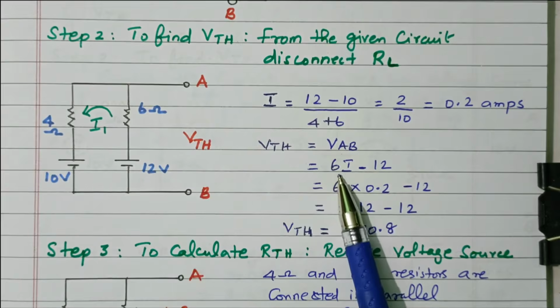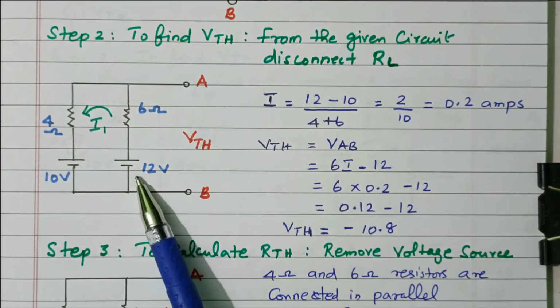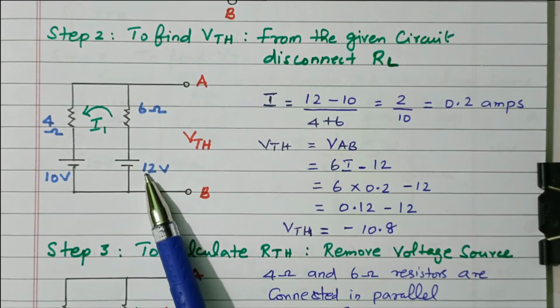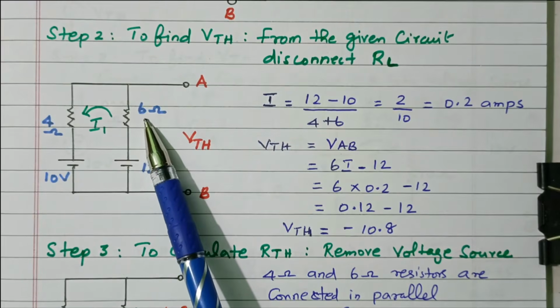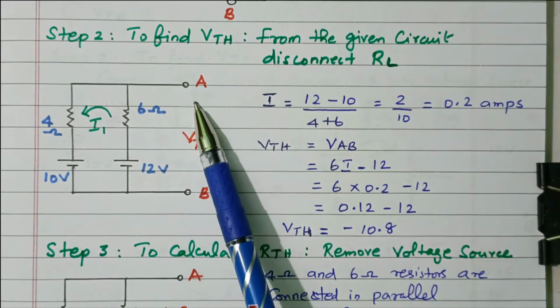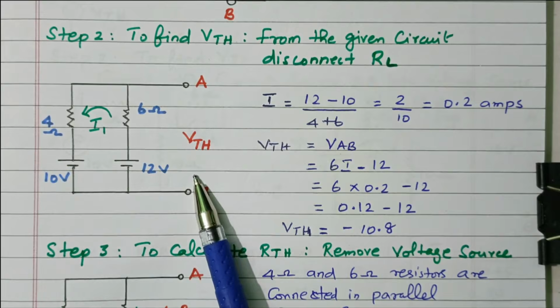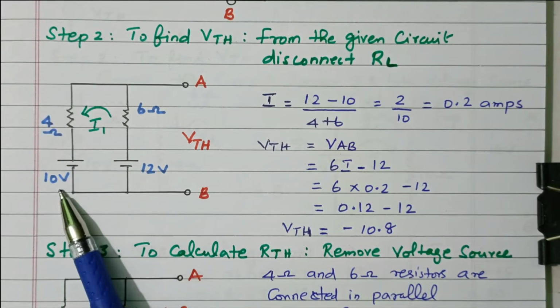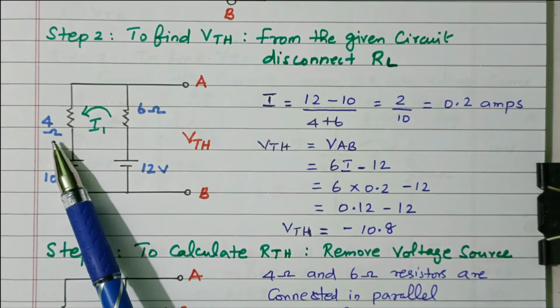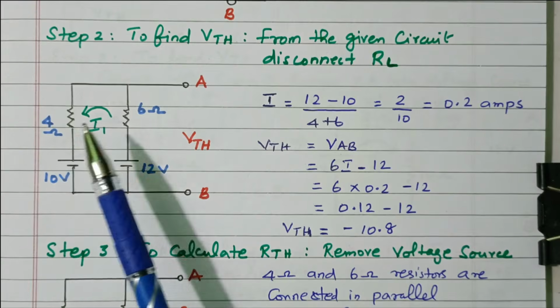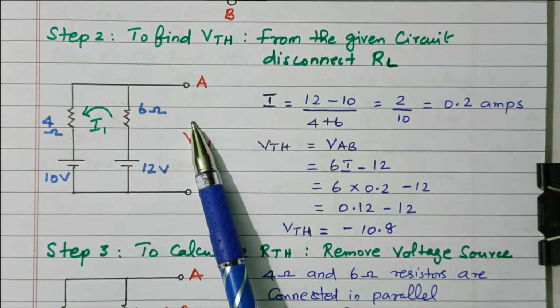So 6 into I minus 12. So this voltage is available, 12 voltage is available. Some of the voltage will be dropped across 6 ohm. The balance will be available across V Thevenin. Similarly, if you take this arm, 10 voltage is available. Some of the voltage drops across 4 ohm. Remaining will be available at the terminal AB.